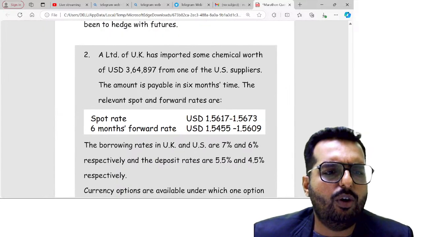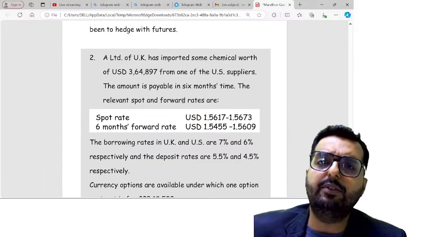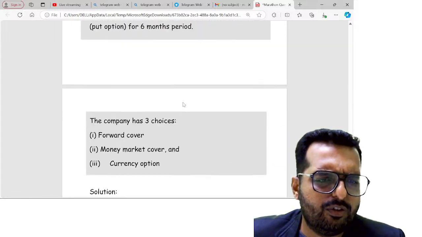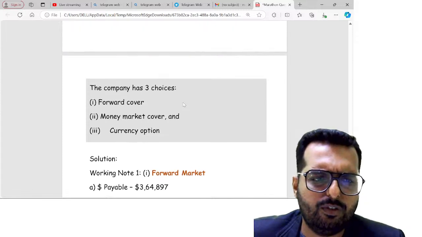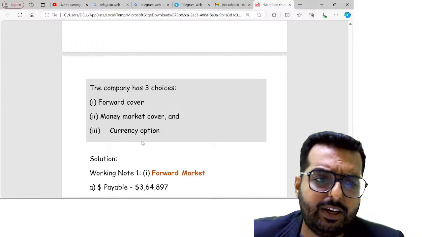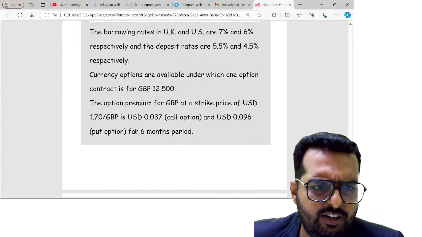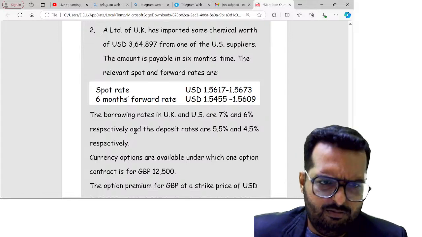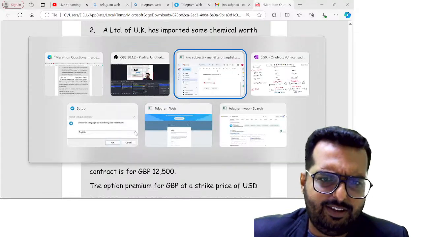Next question is also a very, very good question. Again from my ODBE material. These are some extremely good questions which you should work out because they cover maximum areas. Now this question covers forward, money market, hedging and currency options. Three things in one particular question. So that's why I have brought this over here now. Now let's put the basic data first.